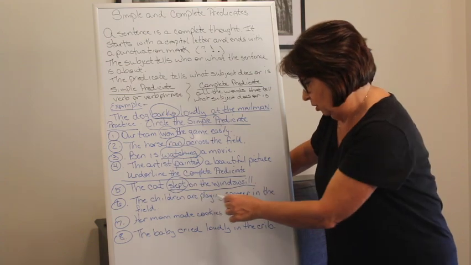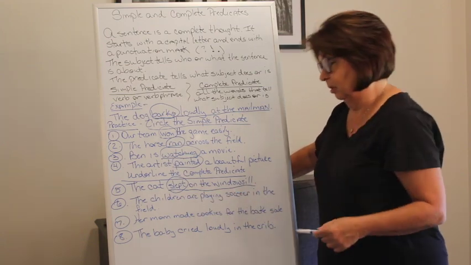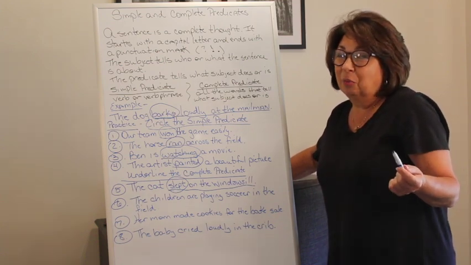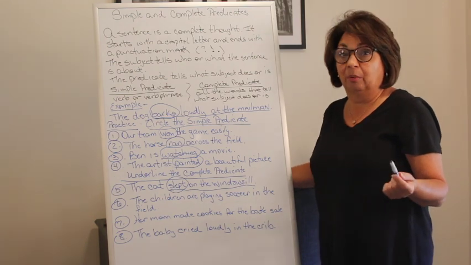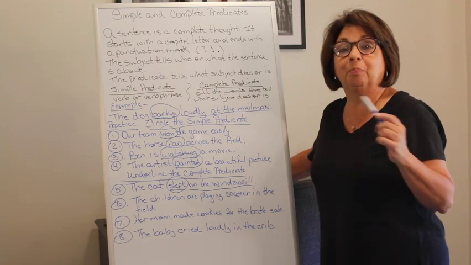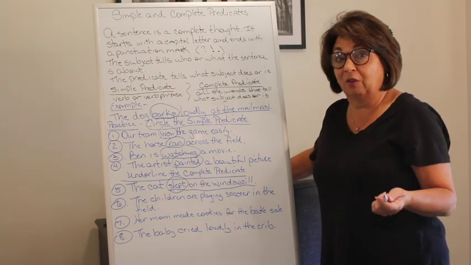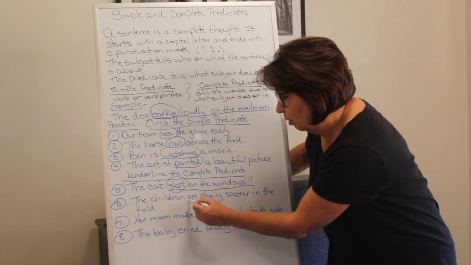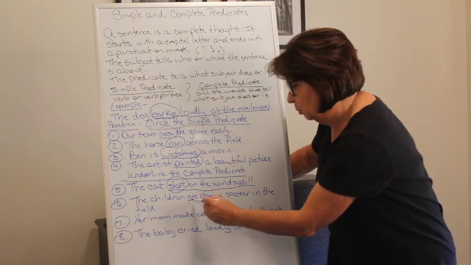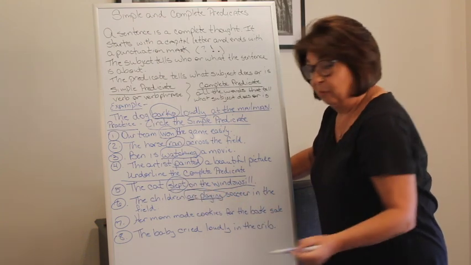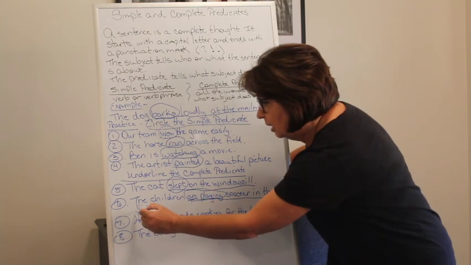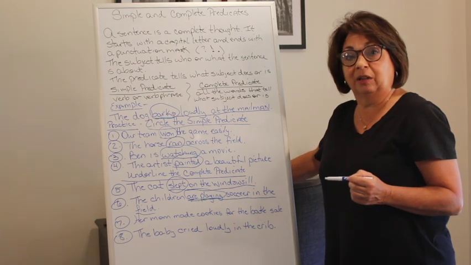All right, the children are playing soccer in the field. What is the action? What is happening? This sentence is a little bit different because we have a being verb. Okay, we have a being verb to go with an action verb. So we call that a verb phrase. Here is our being verb, are, and here's our action, playing. So our simple verb in this sentence would be are playing. Remember, the complete predicate is everything that follows. So are playing soccer in the field. That would be our complete predicate.